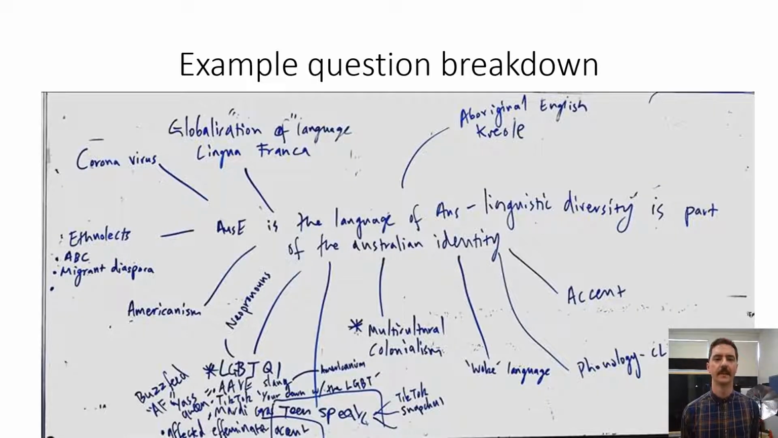So here's an example question. Australian English is the language of Australian linguistic diversity, is part of the Australian identity. So that's the question. You could do Aboriginal English, you could do accent, phonology, whole language, woke language, sorry, reading my own writing is a little bit hard. Globalization, lingua franca, you can talk about coronavirus, ethnolects, you could pick Americanisms, LGBTQI plus type stuff, colonization, multiculturalism, and teen speak. I would obviously rank teen speak near the bottom because it doesn't directly relate to linguistic diversity.